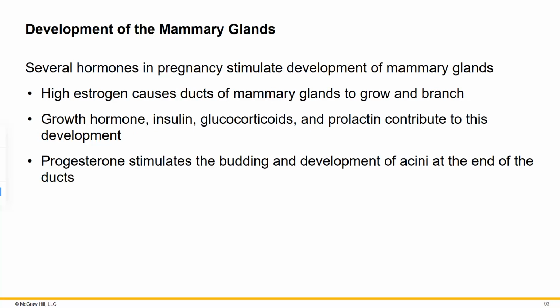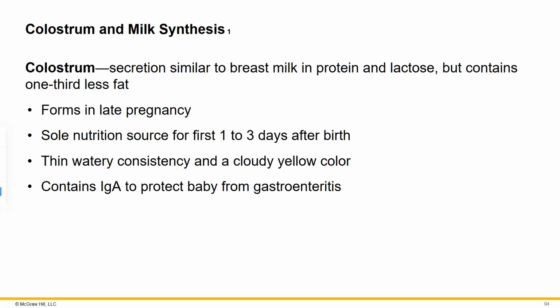Several hormones in pregnancy stimulate the development of mammary glands. High estrogen causes the ducts of the mammary glands to grow and branch. Growth hormone, insulin, glucocorticoids, and prolactin contribute to this development. Progesterone stimulates the budding and development of acini at the end of ducts.